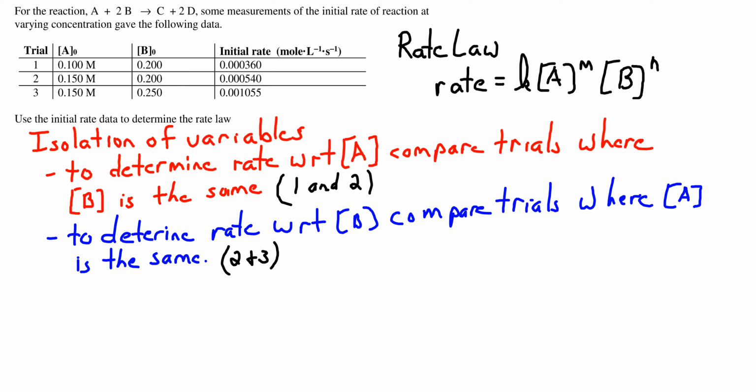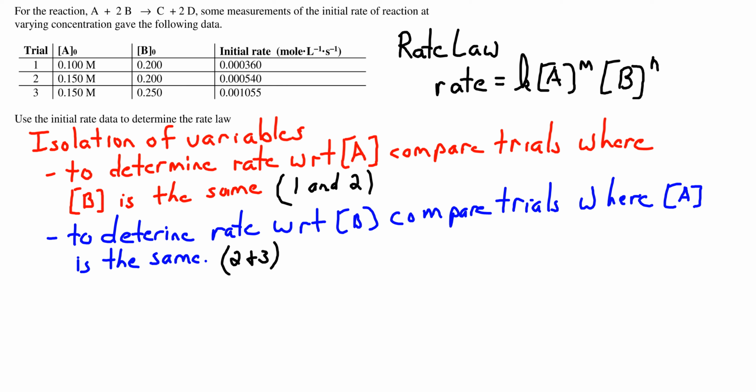changing. So, for example, to determine with respect to A, we need to compare trials 1 and 2 because we see the concentration of B is constant. To determine the dependence on B, we can compare trials 2 and 3 because A is constant and B is changing.